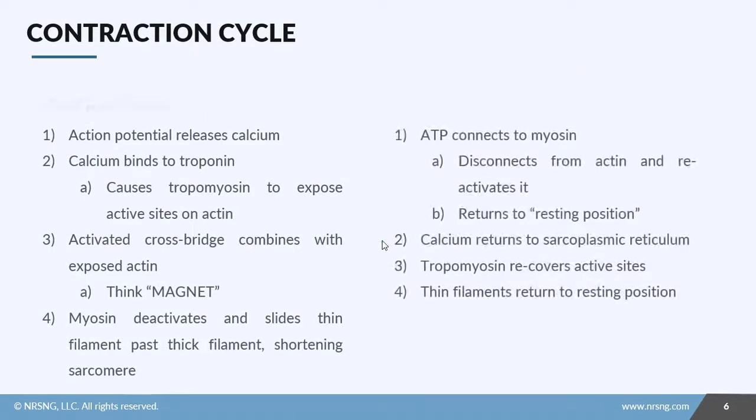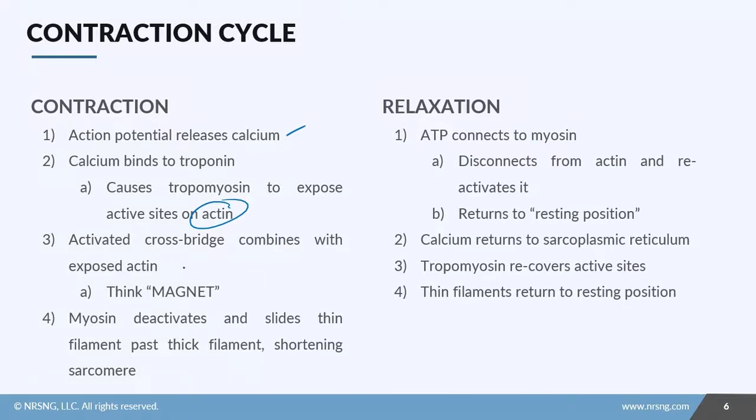So what does a muscle contraction look like? We're going to show this in an animation in just a second, but I want to walk you through the process. First off, you have an action potential that releases calcium. You got to have calcium first. Then calcium binds to the troponin, and that causes the tropomyosin to expose the active sites on the actin filament. When that happens, the activated cross bridge combines with the exposed actin.